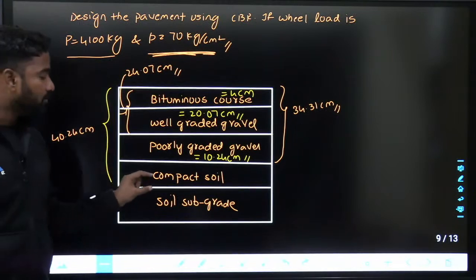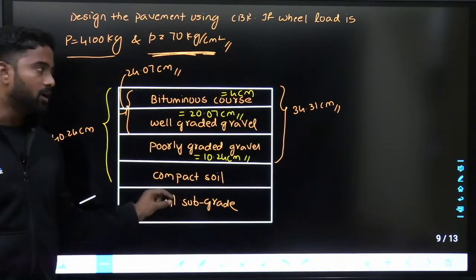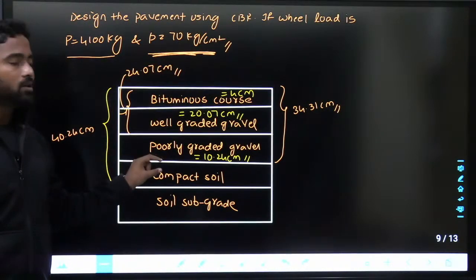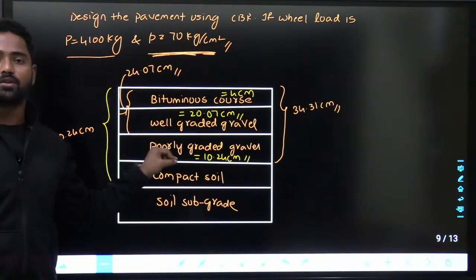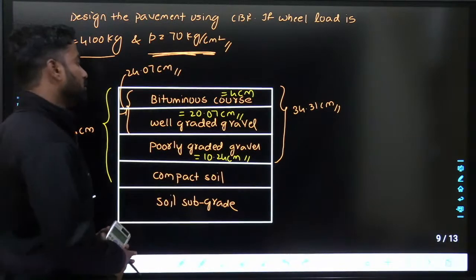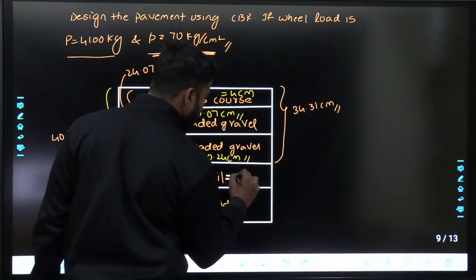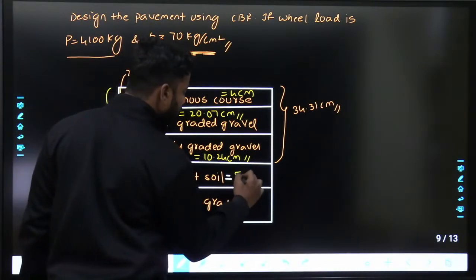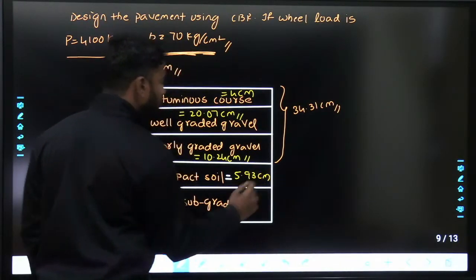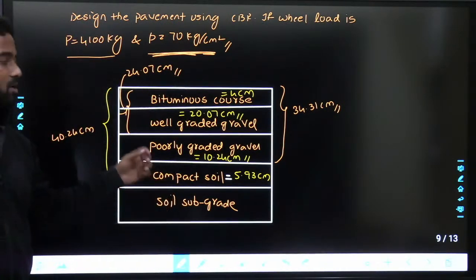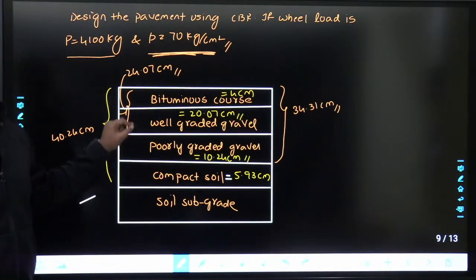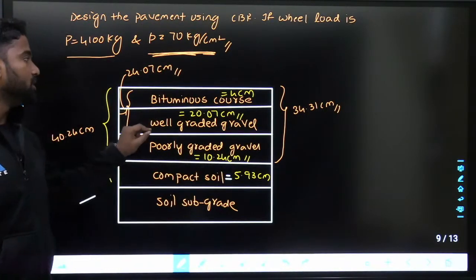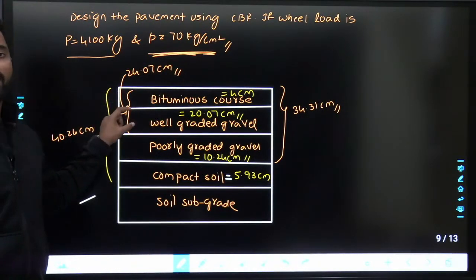Right. So we have calculated CBR of soil subgrade and found the thickness as 40.24 centimeters, and we know the CBR of compact soil, given in the question as 6%. Based on that we calculated 34.31 centimeters as thickness above compact soil, therefore the thickness of compact soil is 5.93 centimeters. Similarly, we calculated thickness above poorly graded gravel as 10.24 centimeters, and thickness above well graded gravel we can't calculate. Why?